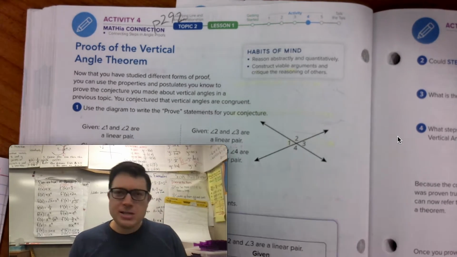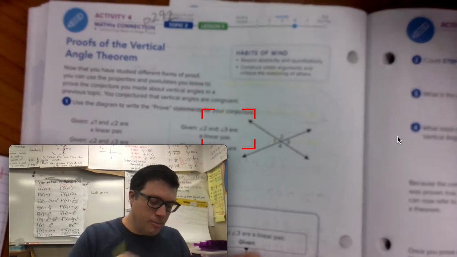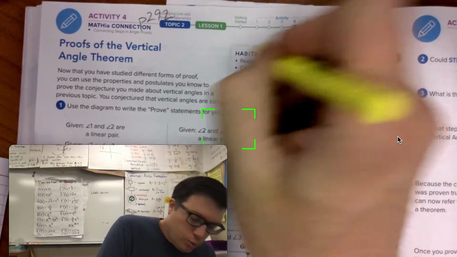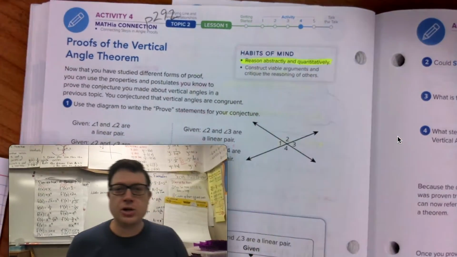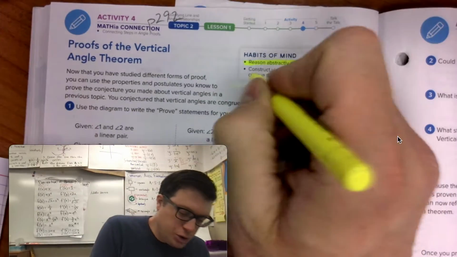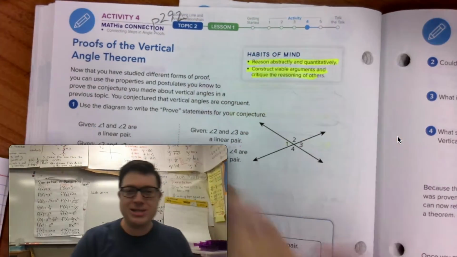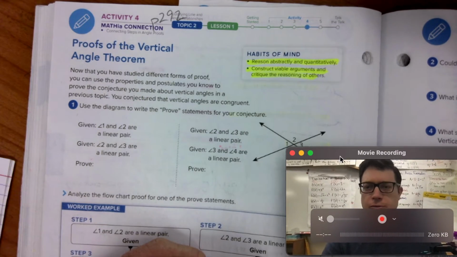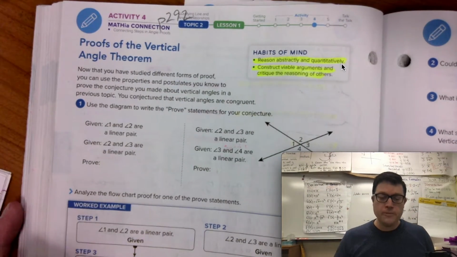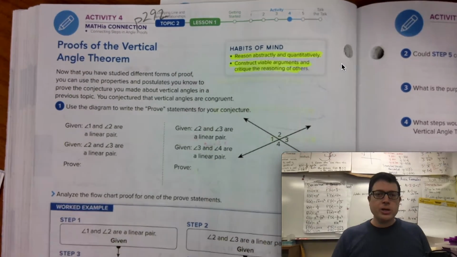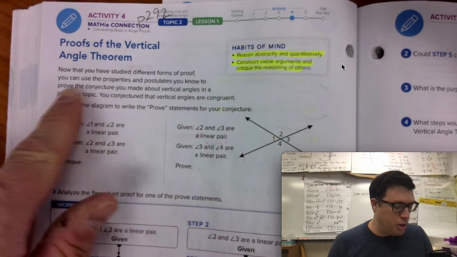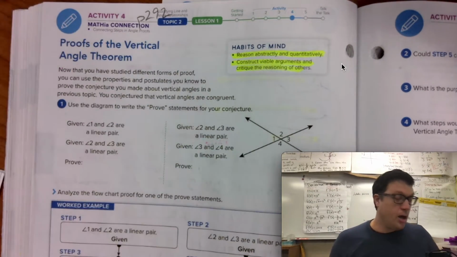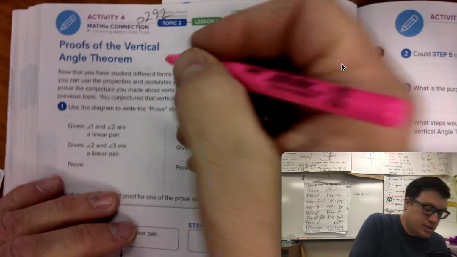Let's highlight habits of mind. Mathematicians must be able to reason abstractly and quantitatively, to construct viable arguments and critique the reasoning of others. Now that you've studied different forms of proof, we have flowchart proofs, we have 2-column proofs, you can use the properties and postulates you know to prove the conjecture you made about vertical angles in the previous topic.